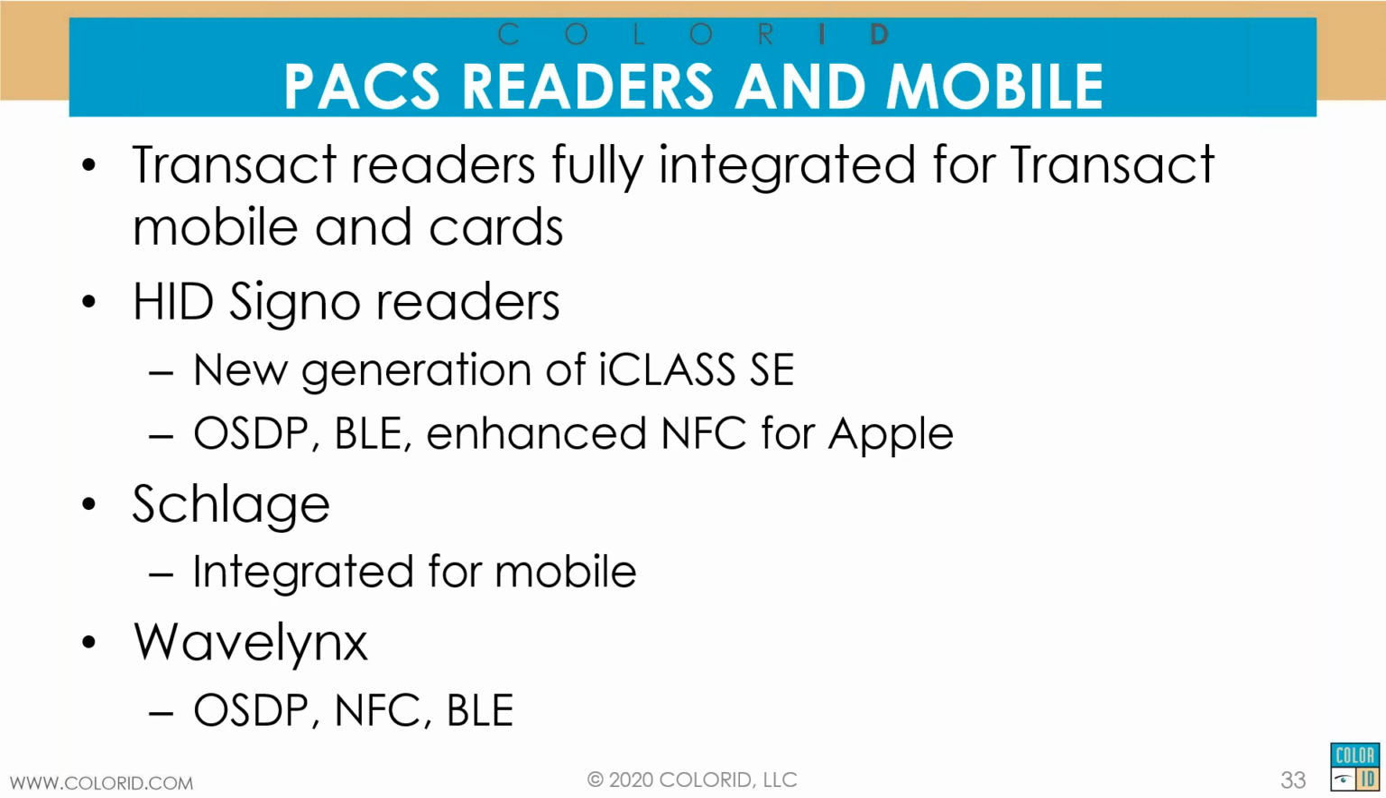If you have HID Signo readers, their newest generation of iCLASS SE readers, they're the first out of the gate with the new generation of readers. They include the OSDP I just mentioned. They include Bluetooth, which can be built in. Before, it was either one or the other, OSDP or Bluetooth. Now it can be both. And it includes enhanced NFC to read Apple phones or iPhones. It also has improved read range for SEOS and DESFire, and it is slimmer. So it's the next generation reader.